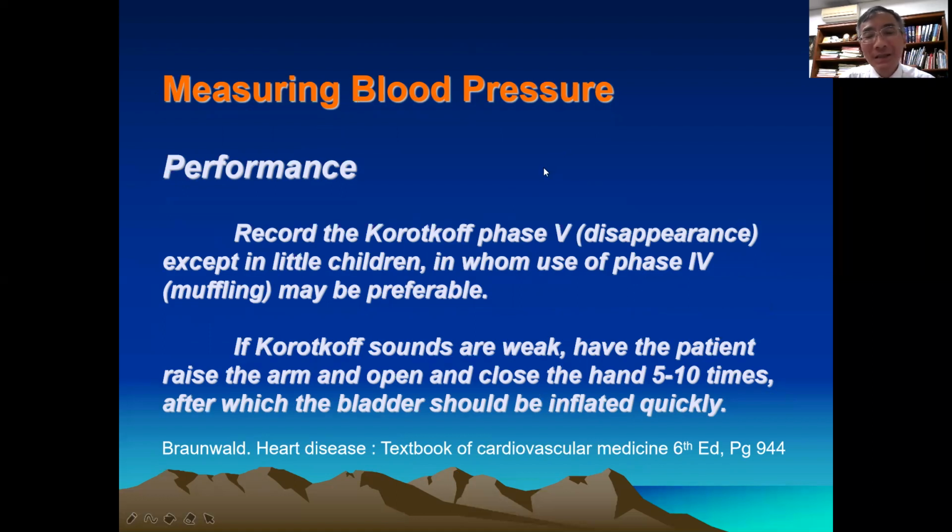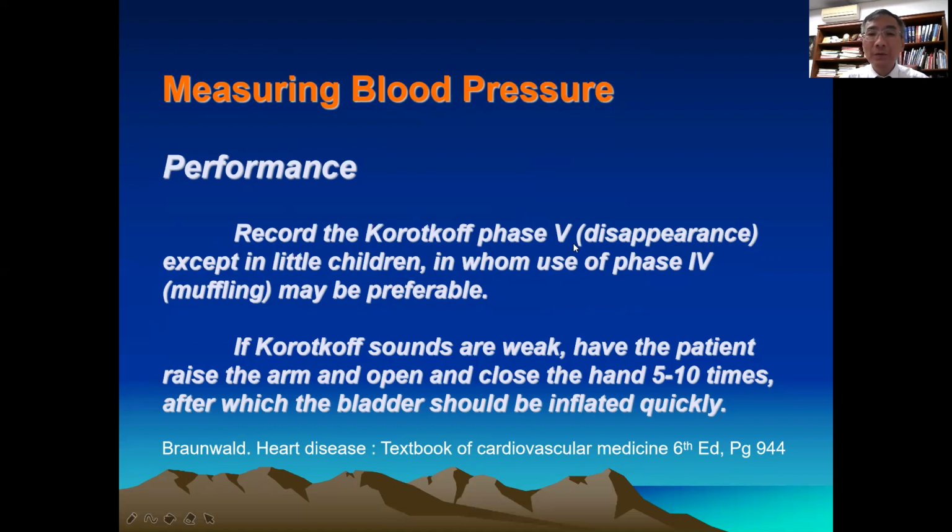When you measure the blood pressure, you look for the appearance of the Korotkoff sounds. The time of appearance of the sound is the systolic blood pressure. That's when you first start hearing the sound. That's the systolic blood pressure. And as you deflate it, you will constantly hear the sound. And the point of disappearance of the sound is the diastolic blood pressure.